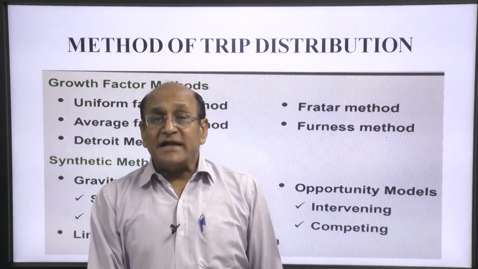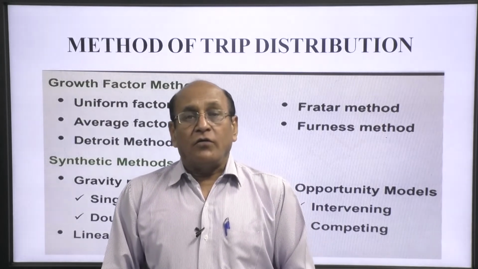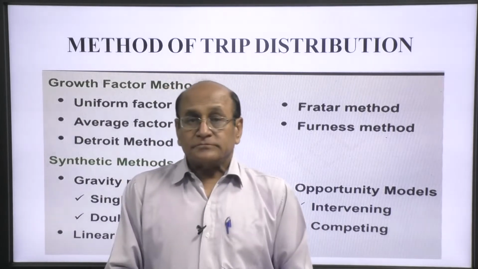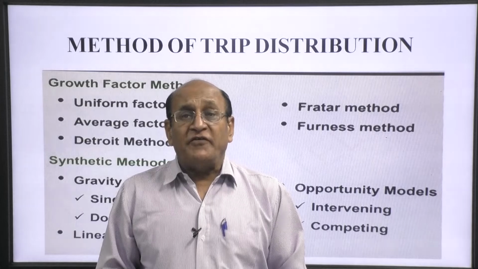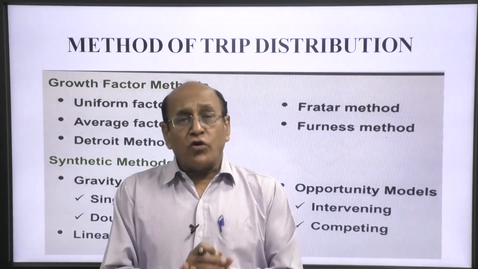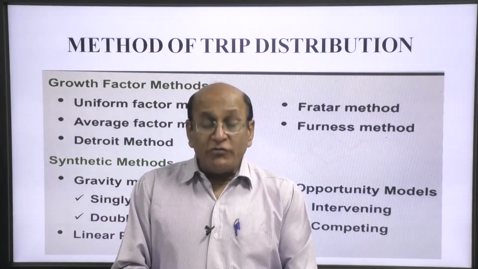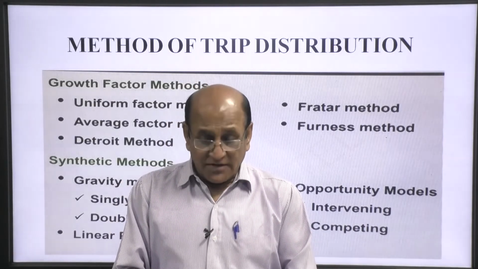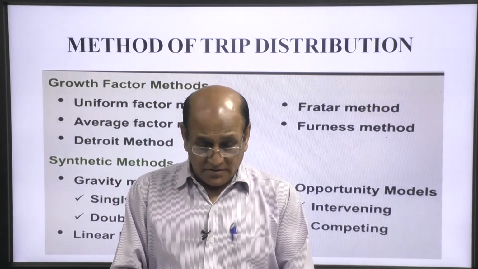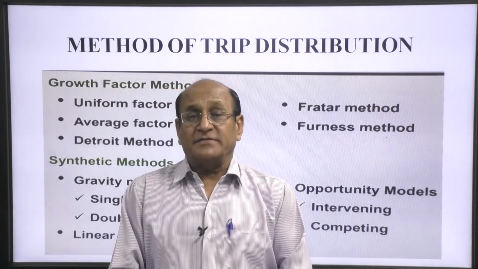Now, come to the method of trip distribution. There are two methods. One is growth factor method and another is synthetic method. In growth factor method, there are uniform factor method, average factor method, deteriorate method, Frater method and furnace method.